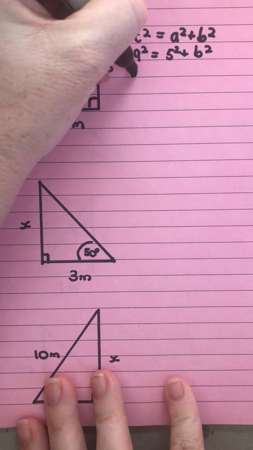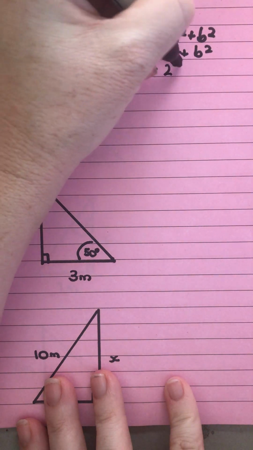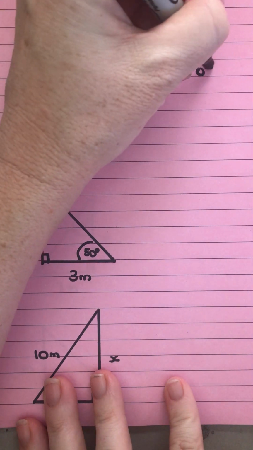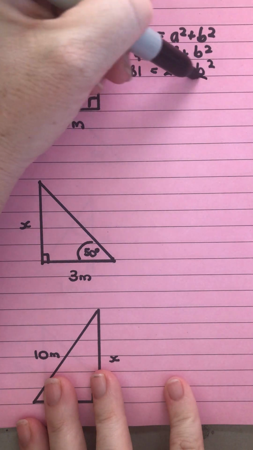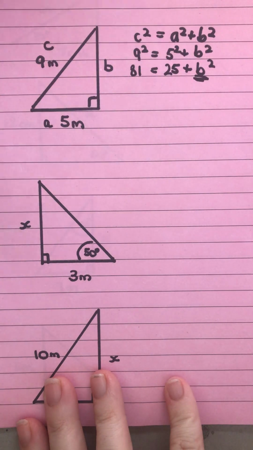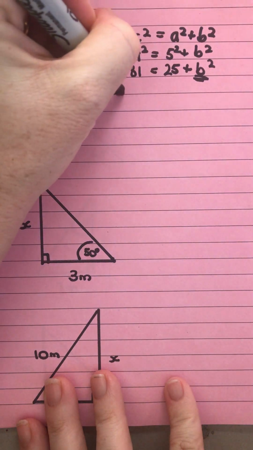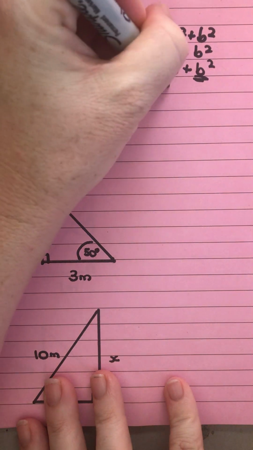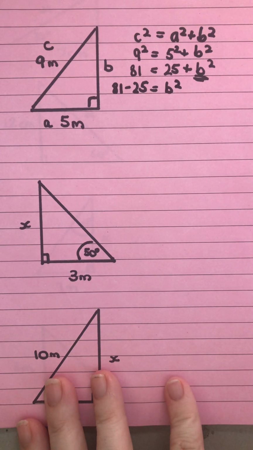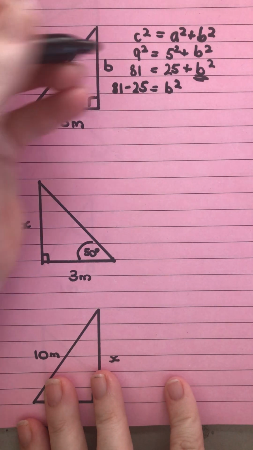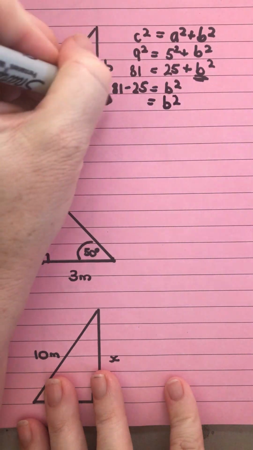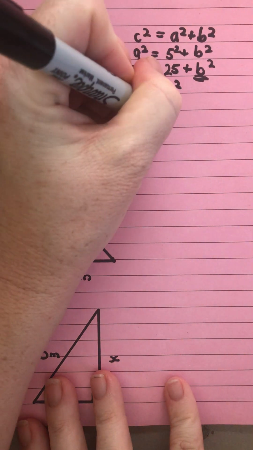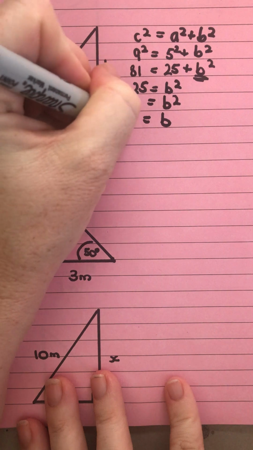Now I know that 9 squared is 81, 5 squared is 25, and then I write my B squared here. Now to get my B squared on its own, it's got the 25 added to it. So the opposite of that is taking away. So I'm going to do 81 take 25, and that's going to give me the B squared. So I'll do that on my calculator, 81 take 25, and I get 56. Then to get my B, I need to do the square root of 56.